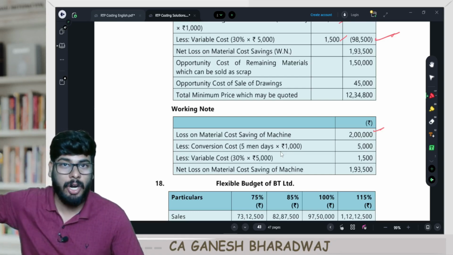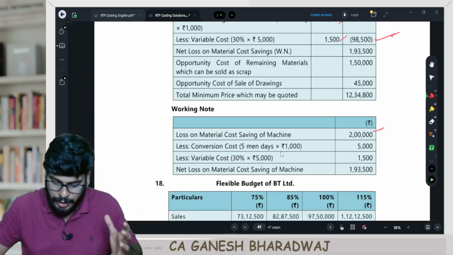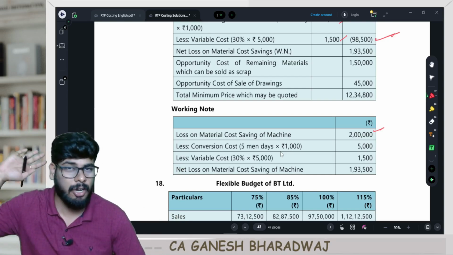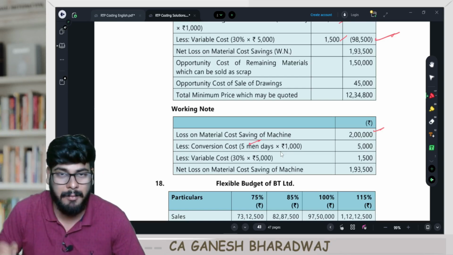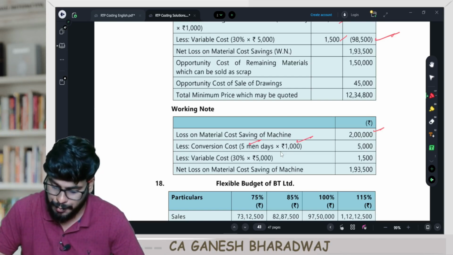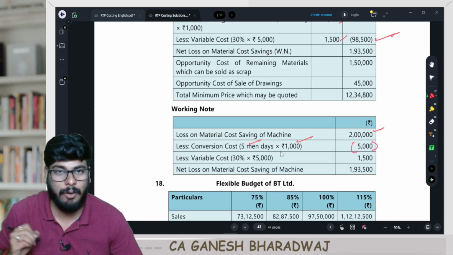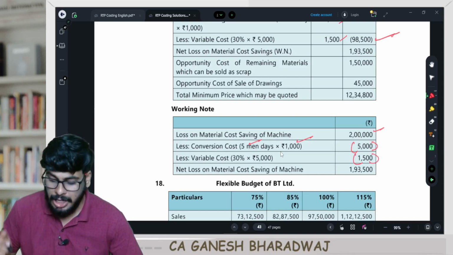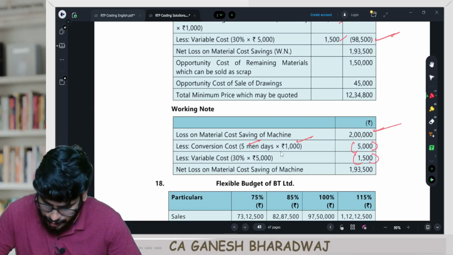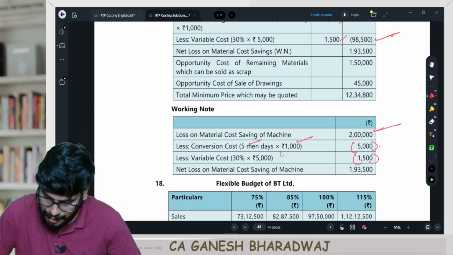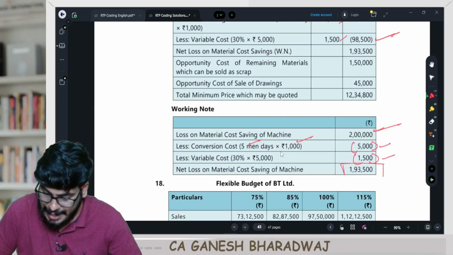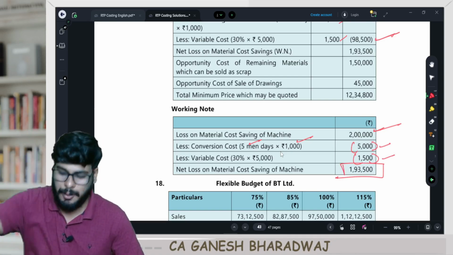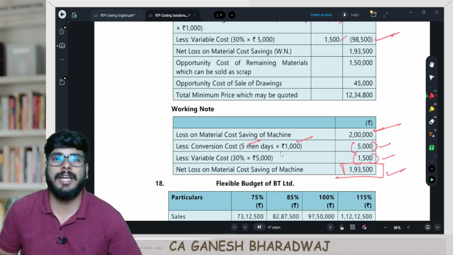But you would not have saved 2 full lakhs. Why? For you to do that, you should have used the manpower requirement in your department X. So 5 men days would have been required at the rate of 1,000 rupees. So you would have incurred extra 5,000 rupees, right, on that variable cost of 1,500 rupees. So for you to get this benefit of 2 lakhs, you would have incurred 5,000 and 1,500. The net benefit that you would have got had you not used this for this particular customer is only how much? 1,93,500.